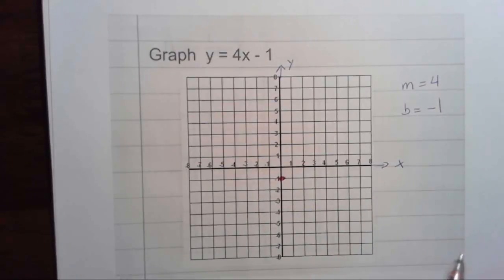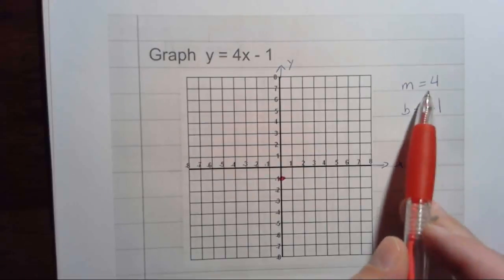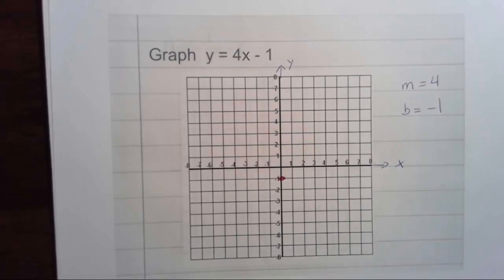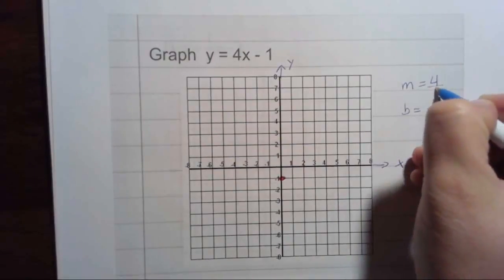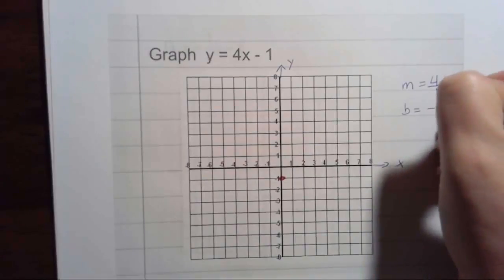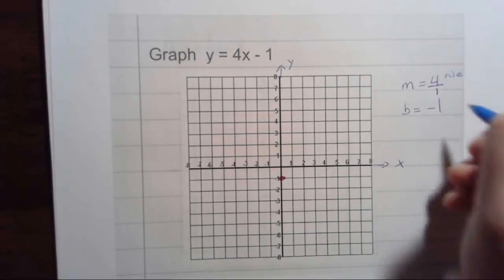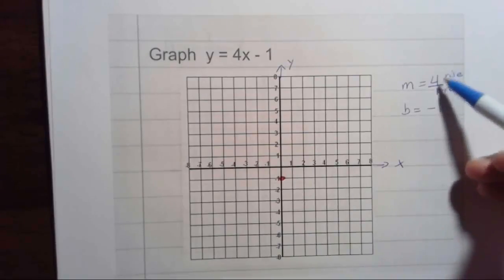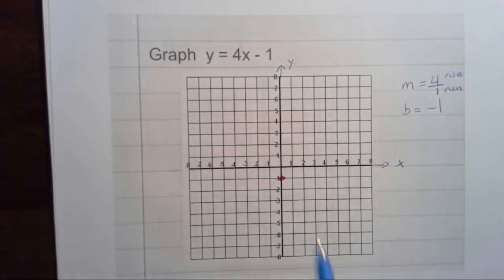Now from this point, I have to count my slope. But as you remember, the slope is rise over run. I have only 4. How can I make it a fraction? If you think that I can put it over 1, you're correct. That's right, I can put 4 over 1. It's still 4. And that way, I know I'm rising 4 and running 1. Since those two are positive, they are going in a positive axis direction.